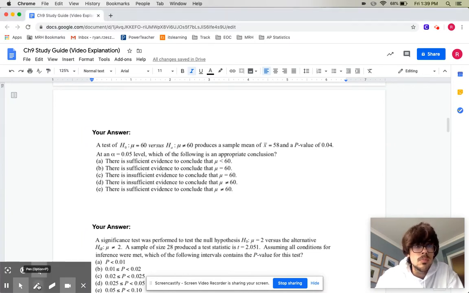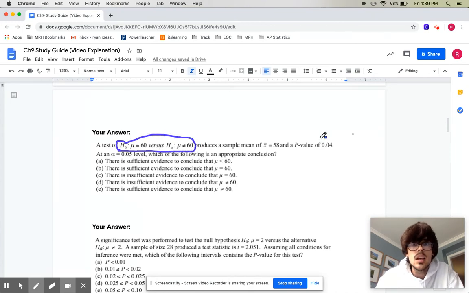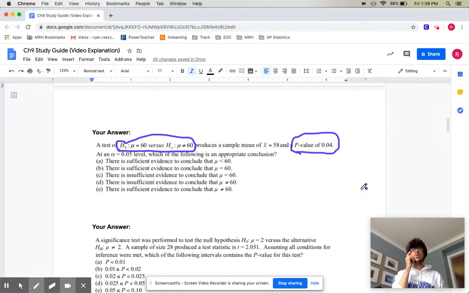Our first problem right here is testing a mean. We got mu equals 60 versus mu not equal to 60. We get a sample mean of 58 and a p-value of 0.04. So we're not finding the p-value, they're just telling you what it equals.